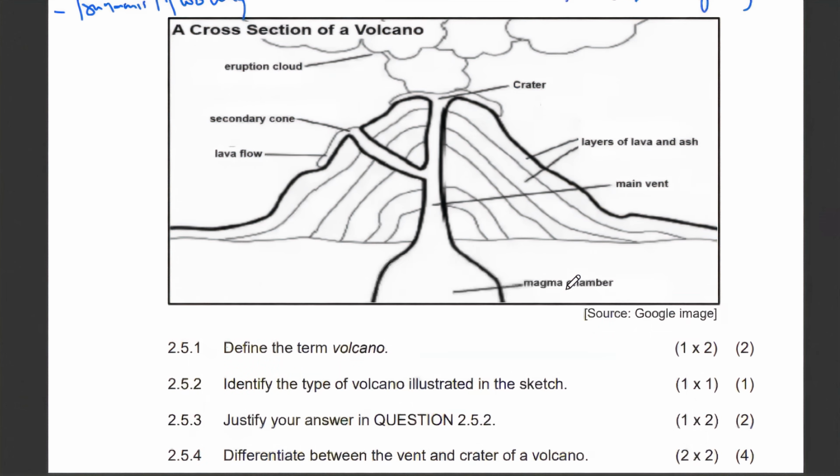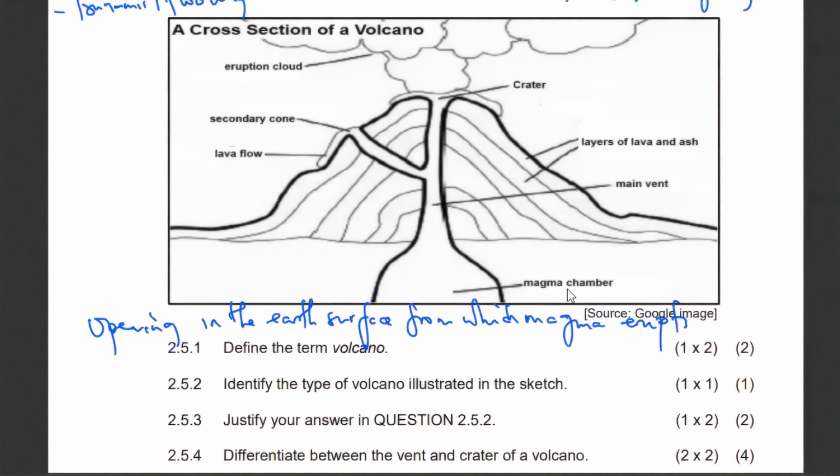We move on to the next question. It's on a volcano. That's the illustration of a volcano. So the first question is saying, what is a volcano? A volcano basically is an opening in the earth surface from which magma erupts or comes out. That's a volcano. An opening within the Earth's crust which allows for the magma to erupt.